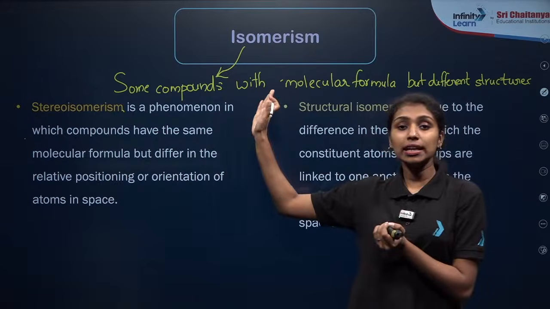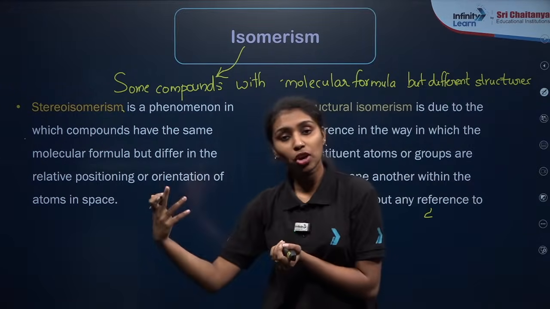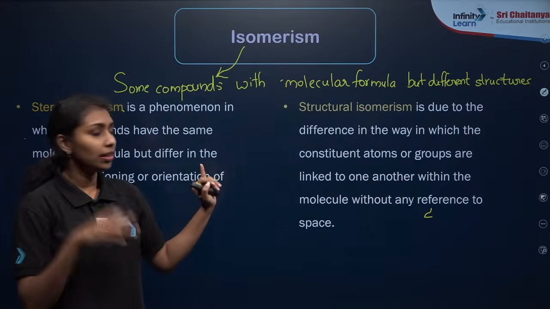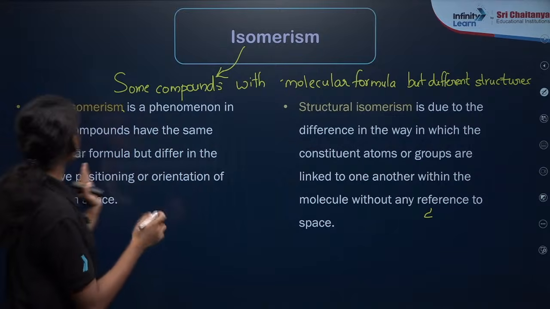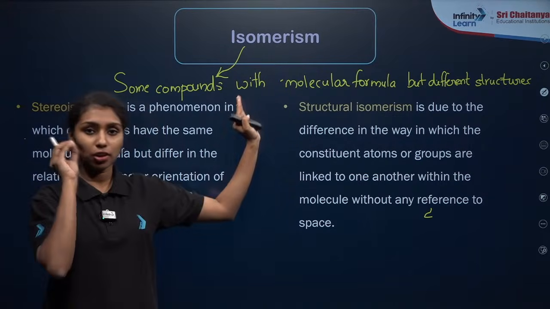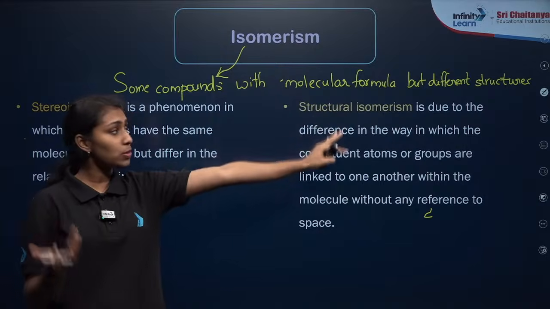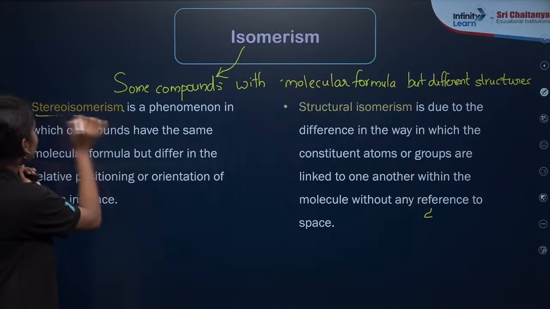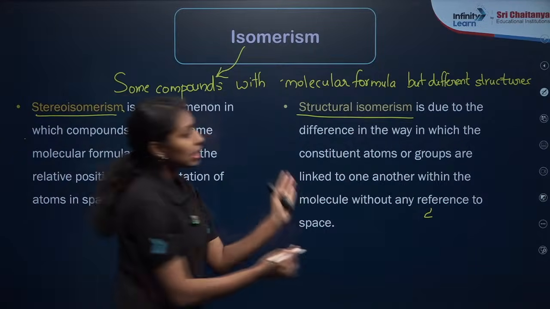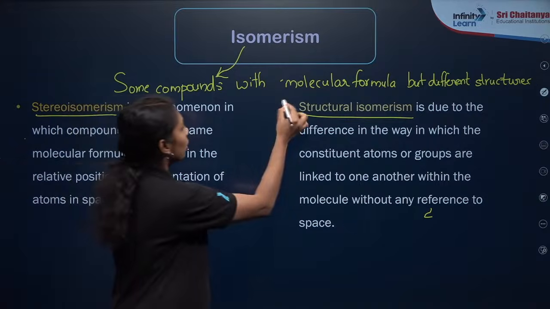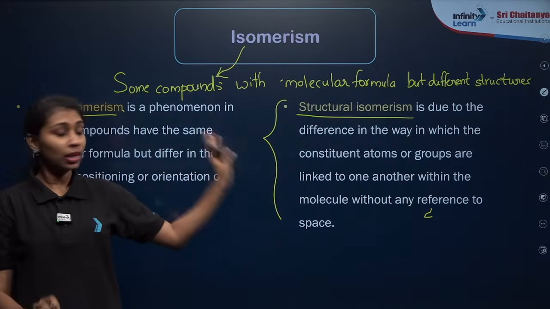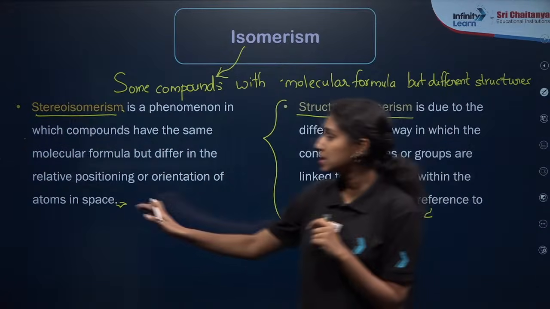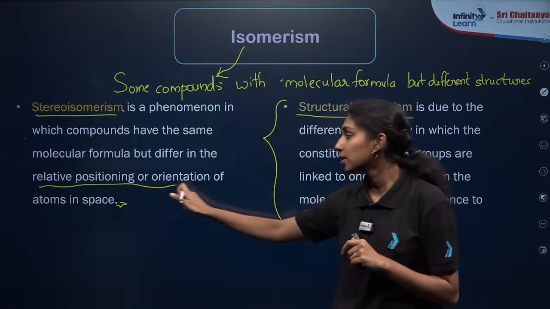So in general, we can say that isomerism is a phenomenon in which compounds have differences in their structure or spatial arrangement. This is a new term. We will be discussing it later in detail. So isomers have the same molecular formula but differ in their position or structures. Based on that, isomers can be divided into two types: stereoisomerism and structural isomerism. Based on our syllabus, we need to focus more on structural isomerism only. What do you mean by stereoisomerism? It is a type of isomerism with the same molecular formula, but a difference in the relative positioning of the atoms in space.